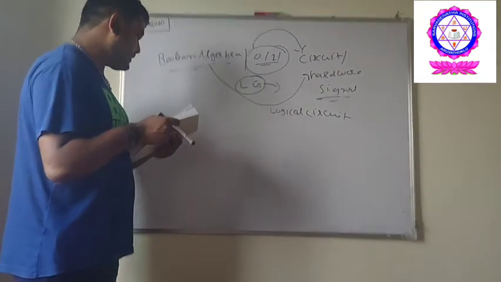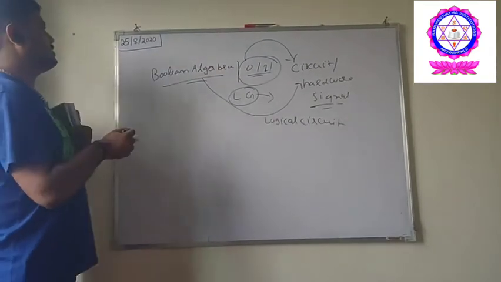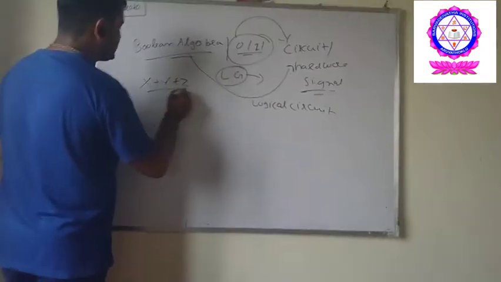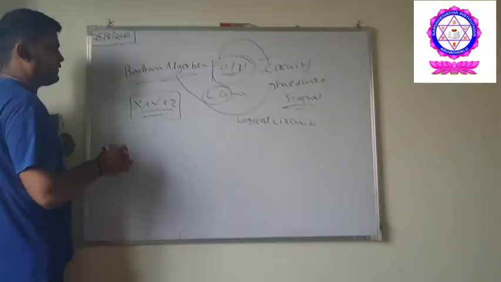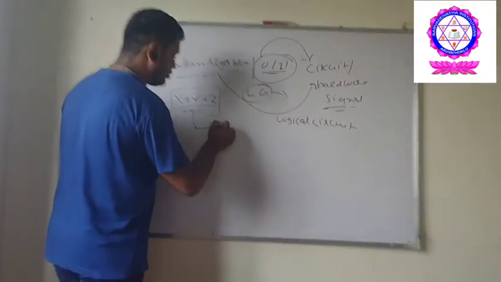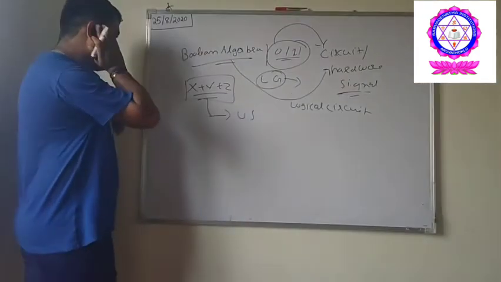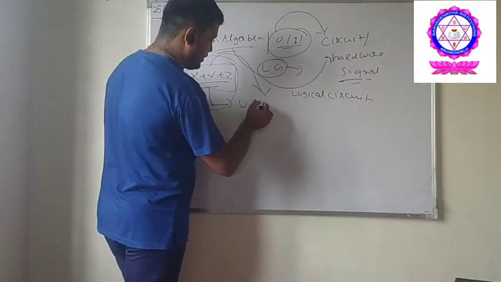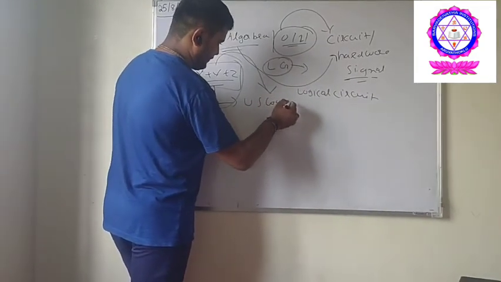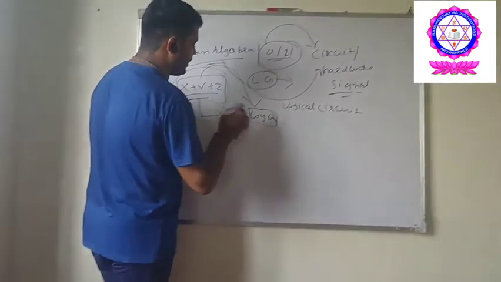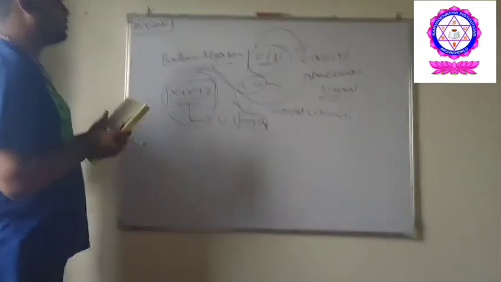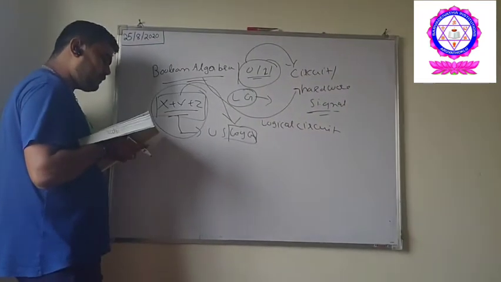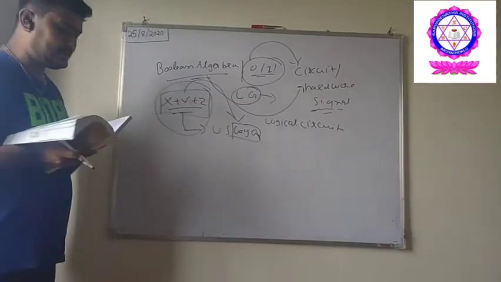So what does this do? If a Boolean algebra is in the form of x plus y plus z, it will be in the form of Boolean algebra itself, but these things are not understood by your users. So what should we do? We should convert this into a user-friendly format using logical gates. This conversion is known as a logical circuit. Understood? So what is a logical circuit? A logical circuit is a translation of a Boolean algebra in the form of gates.